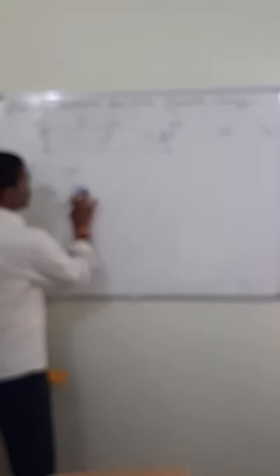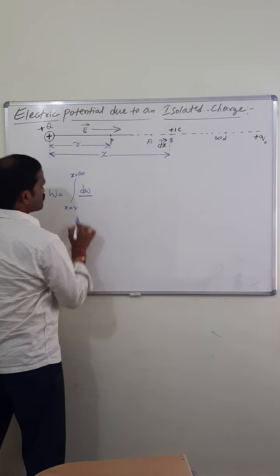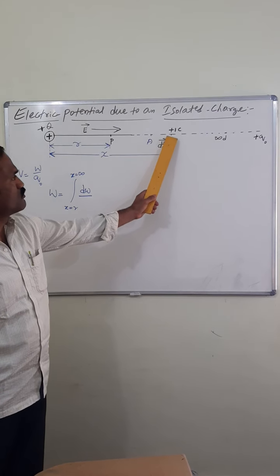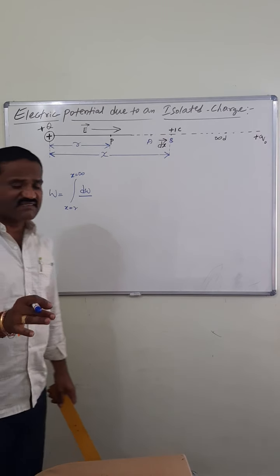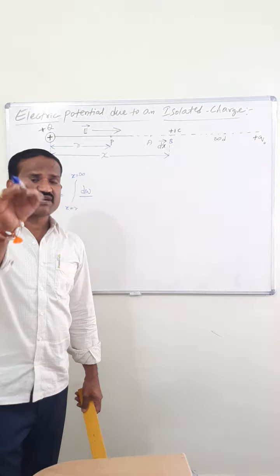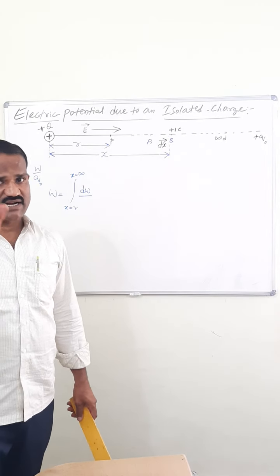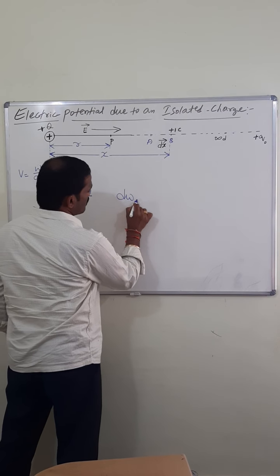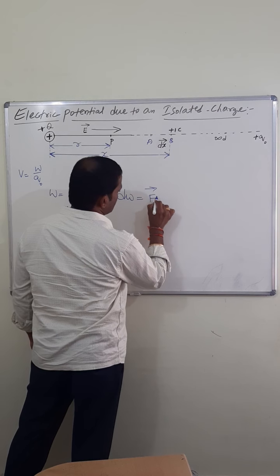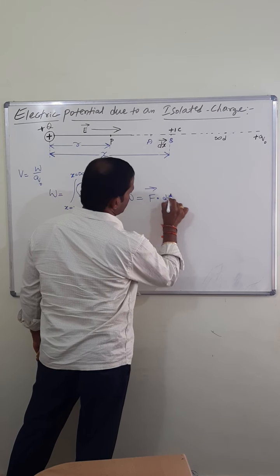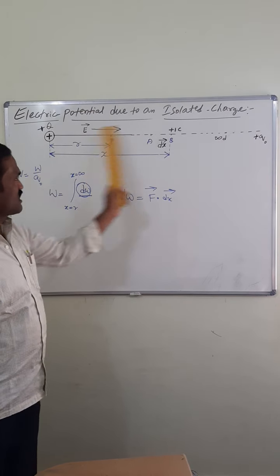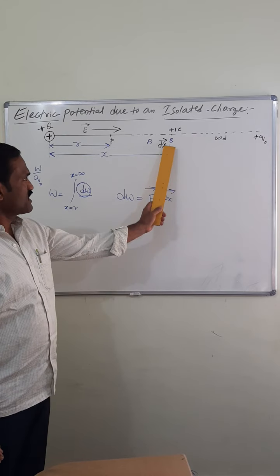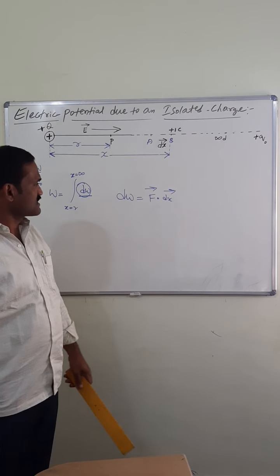First I should calculate the small amount of work done to transfer a positive 1 coulomb of charge, to transfer Q naught, from B to A through a displacement of dx against the direction of electric field. Then, work done is the dot product of force and displacement, as you know well. The electric field force due to an isolated charge is along the positive x-axis and the displacement is along the negative x-axis.